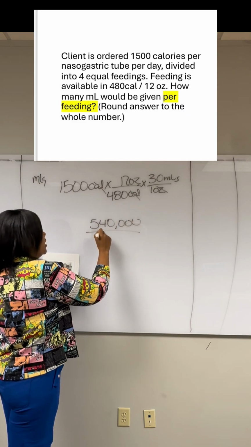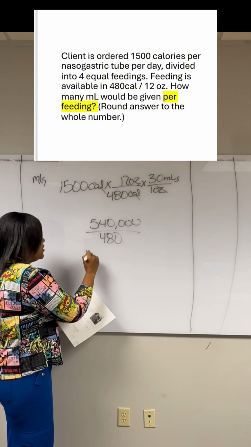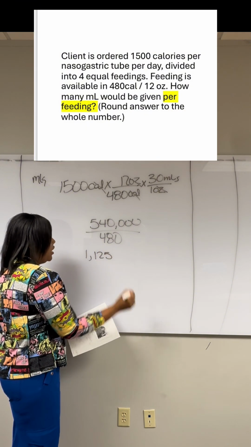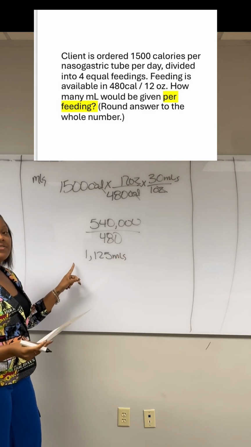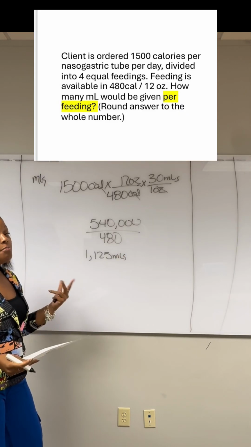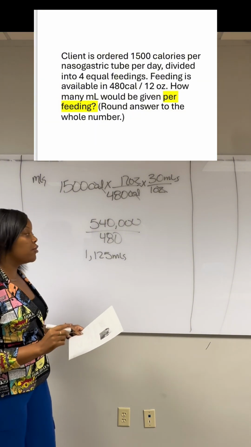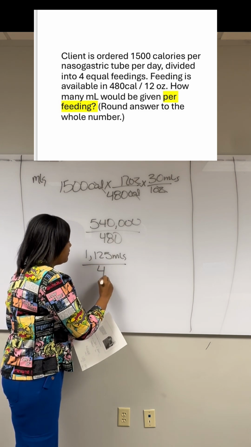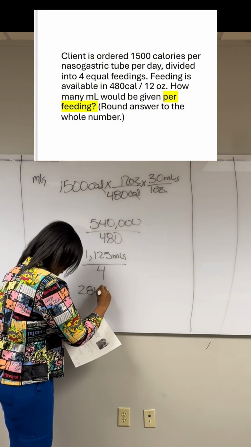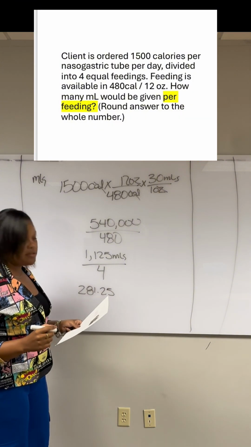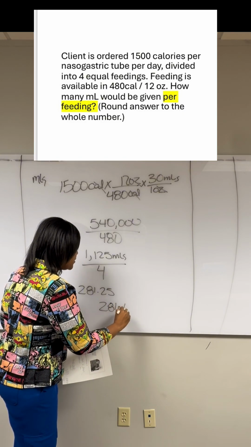And 1 times 480 is 480. So we're gonna divide, and we're gonna get 1,125 mLs. So this is the total mLs that the patient will receive a day. But the question is asking per feeding. So let's go back to the problem. The problem says it's divided into 4 equal feedings. So we're gonna take our answer and divide by 4, and we should get 281.25. But our answer says round to the nearest whole number. So we're gonna be at 281 mLs.